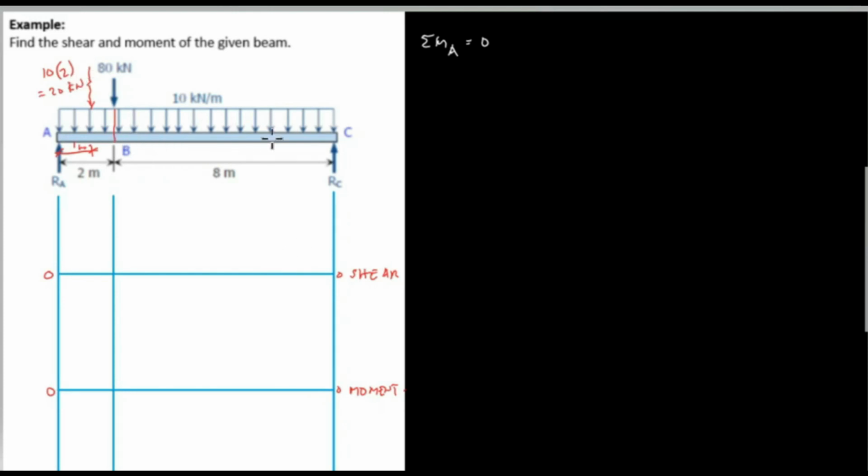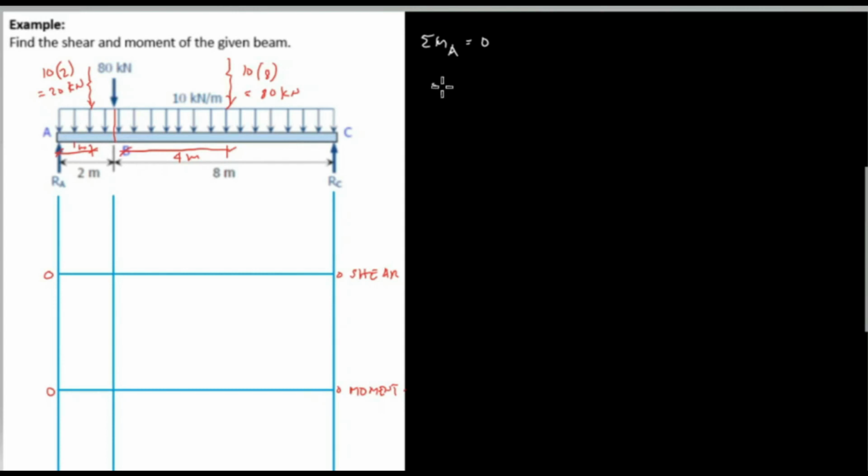We have also B to C, and from B to C, we have 8 meters length and a uniform load of 10 kilonewton per meter. We get the resultant of BC of the uniform load. And this is equivalent to 10 kilonewton per meter multiplied by the total length of BC, which is 8 meters, or the resultant of BC is equal to 80 kilonewton. And the distance is also halfway of BC, which is half of 8 meters or 4 meters.